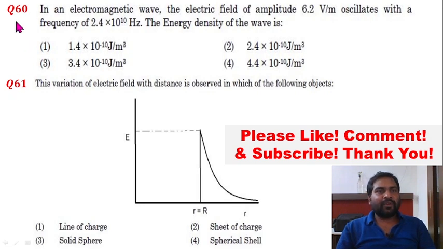Okay, let's go ahead. Question 60. In an electromagnetic wave, the electric field of amplitude 6.2 volt per meter oscillates with a frequency of 2.4 into 10 to power 10 Hz. The energy density of the wave is.